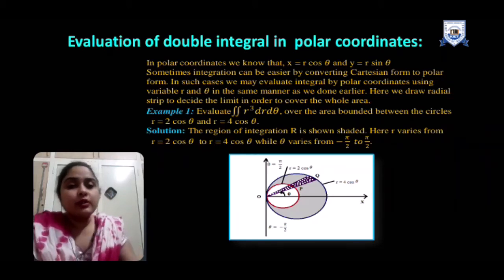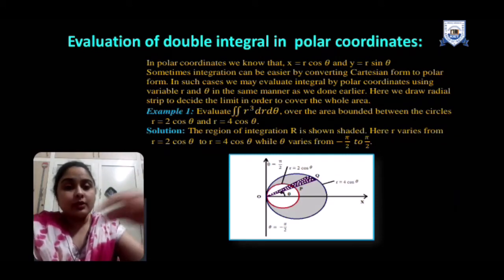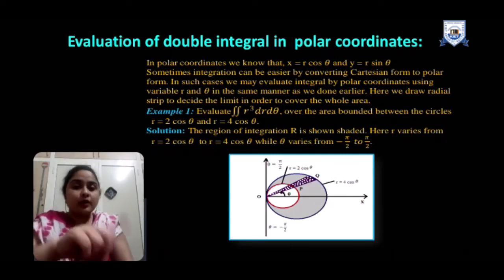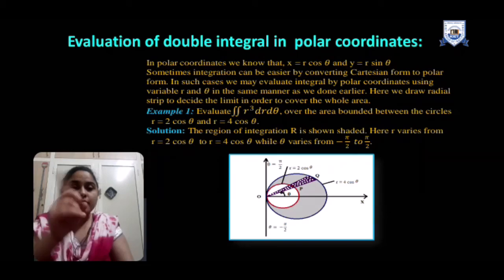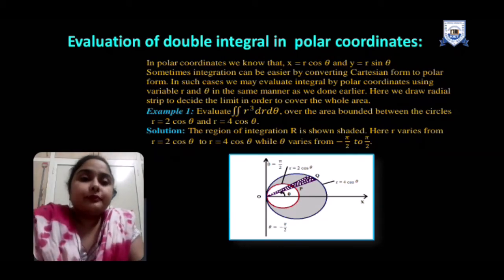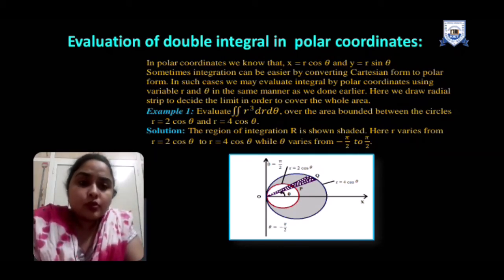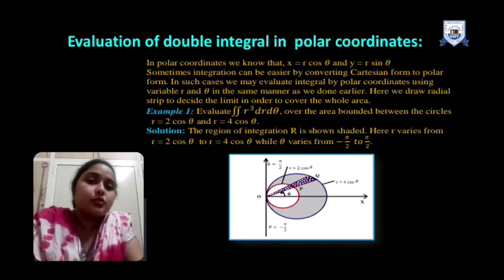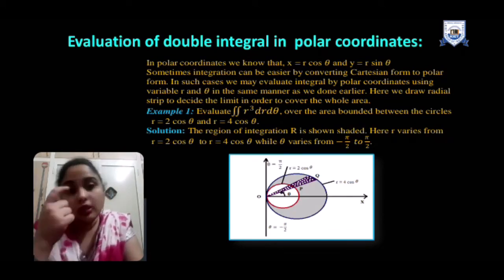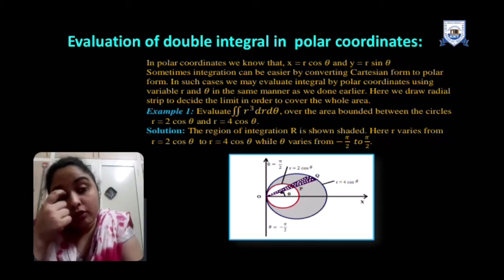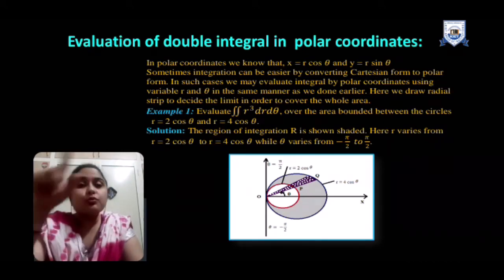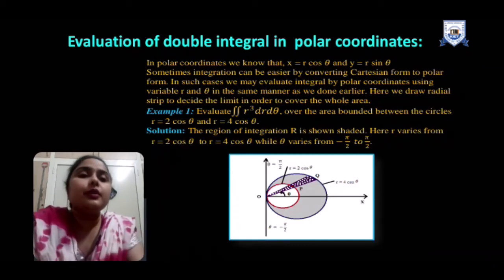R is a radial strip. Now the strip is like that, and that will revolve like this, angular motion. So the strip is just going from the lower circle to the upper circle, that is 2 cos theta to 4 cos theta, and theta is varying from minus pi by 2 to pi by 2 to cover the whole area.